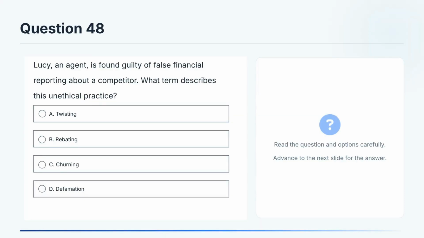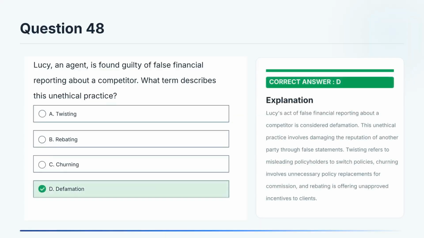The correct choice is D. Defamation. Lucy's act of false financial reporting about a competitor is considered defamation. This unethical practice involves damaging the reputation of another party through false statements. Twisting refers to misleading policyholders to switch policies. Churning involves unnecessary policy replacements for commission, and rebating is offering unapproved incentives to clients.